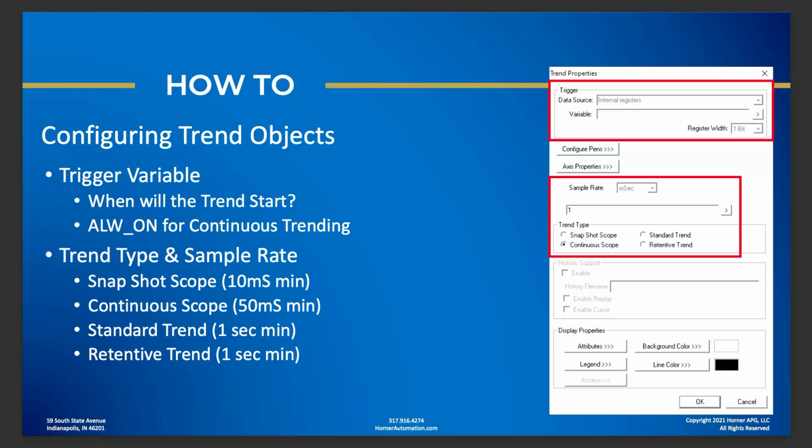Okay, so in addition to configuring a trigger variable, which could be always on in the case of standard or retentive trends, or it could be a button on the screen, for instance, with scopes, you need to configure the type of trend you're talking about among the 4 different types, as well as the sample rate. How frequently is that trend object going to be sampling data? And again, the fastest it can be is going to vary based on the trend type. And those limits are shown there on the screen, and I talked about those already as well.